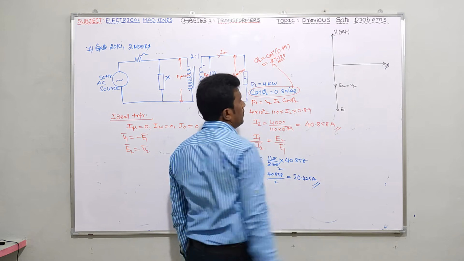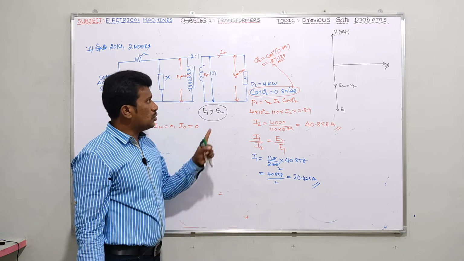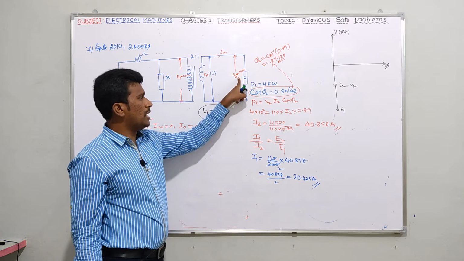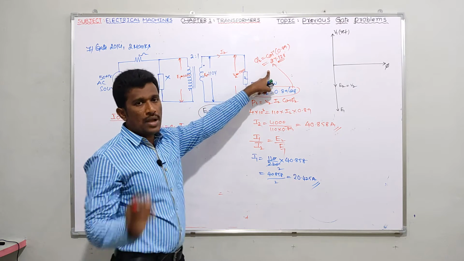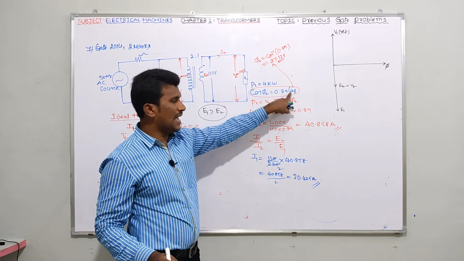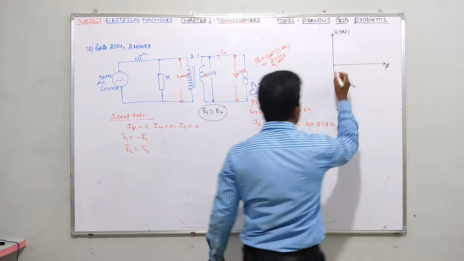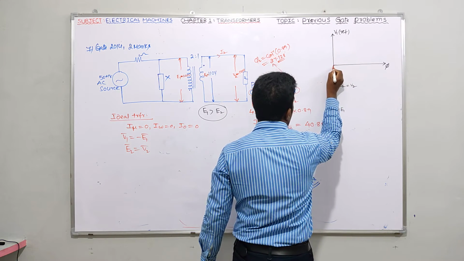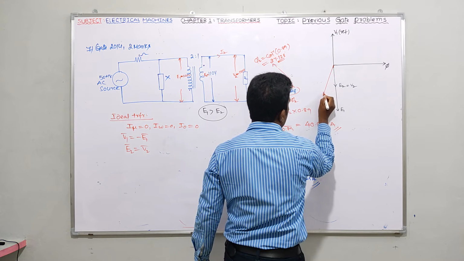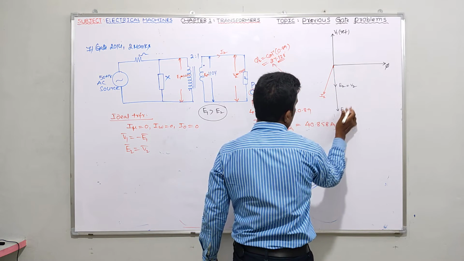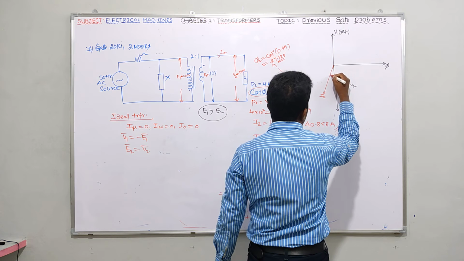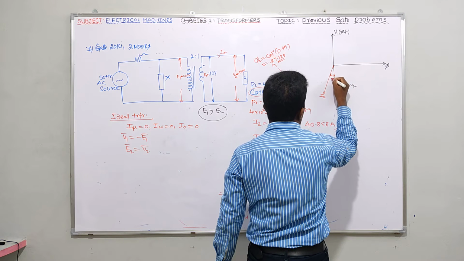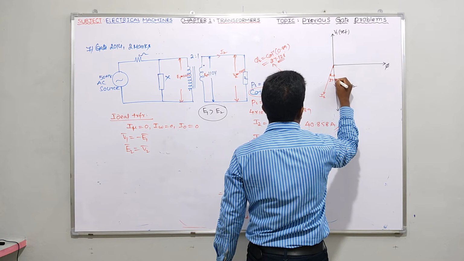27.128 degrees is the value. Okay, so please, guys, your I2 current lags load voltage V2 by an angle of 27.128. Why am I writing lagging? It means it's a 0.8 lagging only. So I2 lags V2 by an angle, how much? By an angle phi 2.